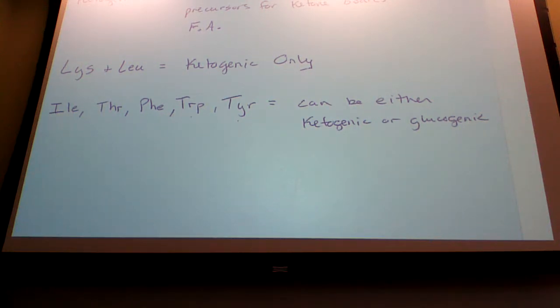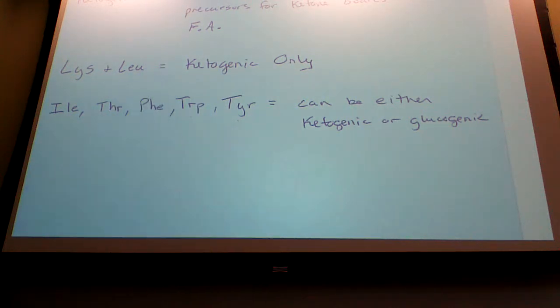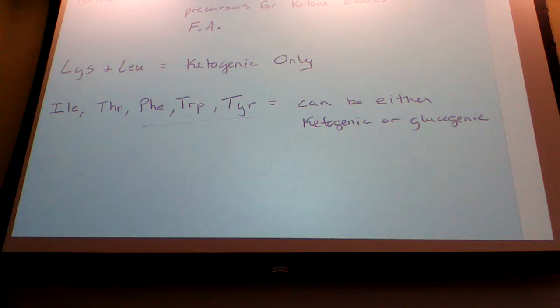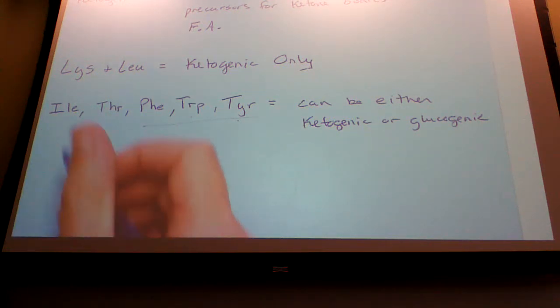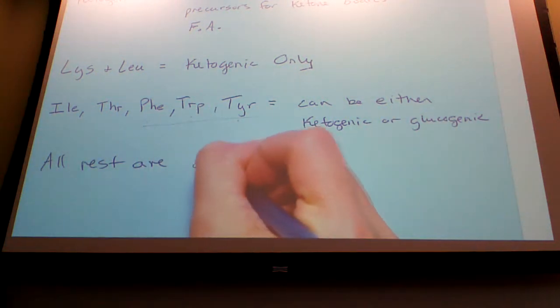Lysine and leucine, that's a little harder to remember, and when we talk about what's essential and what's not, we're going to see that branched things tend to be harder to make. But lysine and leucine, you remember those are ketogenic only. If you remember your aromatics can be in either, then you're left with isoleucine, and threonine is also going to be either. All the rest are glucogenic only.